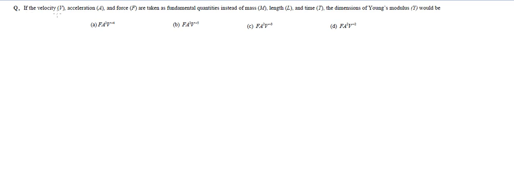if the velocity, acceleration and force are taken as fundamental quantities instead of mass, length and time, then what will be the dimensional formula of Young's modulus? So we need to find the dimensional formula of Young's modulus, but we are shifting from the fundamental quantities mass, length and time that we used to take as fundamental. The new fundamental quantities that we need to consider are velocity, acceleration and force.